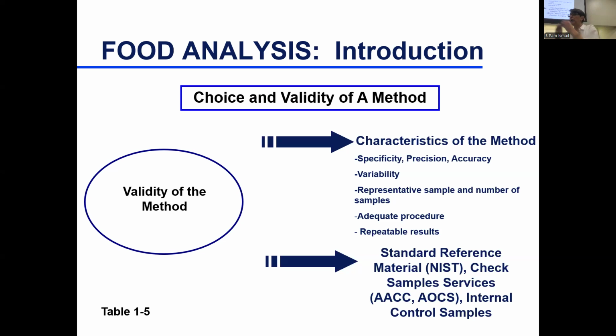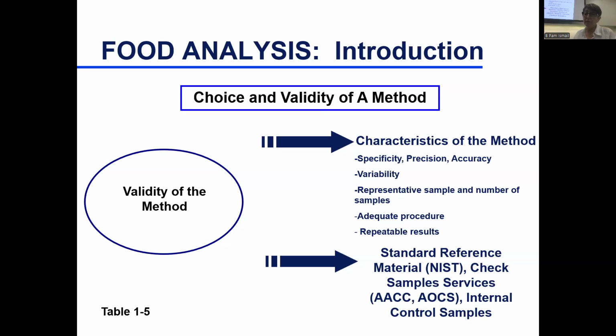There are places where you can get standards. One very common is the National Institute of Standards and Technology, NIST. NIST can offer reference standards and can tell you what the reading should be for those reference standards. So you run your method, you run that reference standard, and then you see if your method is valid.